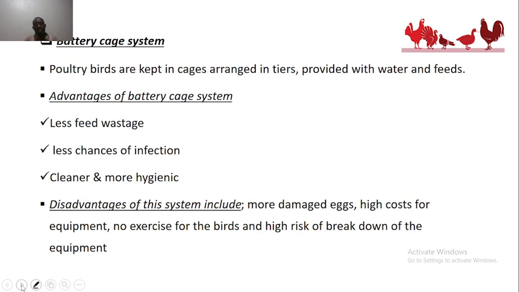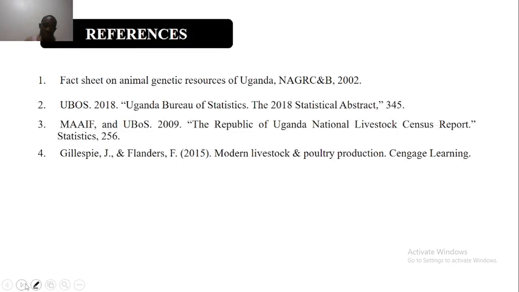In battery cage, each bird has its own feed and water, so there is less feed wastage, there is less chance of infection, and it is clean and more hygienic. Disadvantages of this system include that more eggs are damaged, and the equipment is costly. Those are the references.